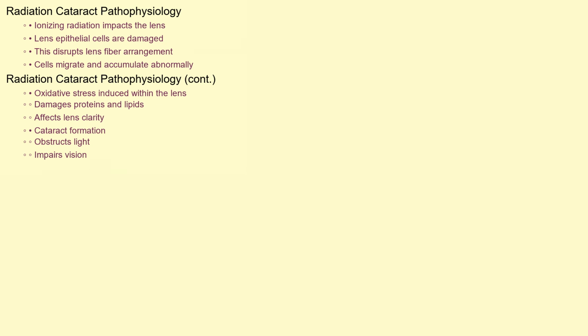The pathophysiology of radiation cataracts involves a complex interaction between radiation and the lens of the eye. Ionizing radiation directly damages the lens epithelial cells, which are responsible for producing new lens fibers throughout life. This damage disrupts the normal arrangement and structure of the lens fibers. The damaged cells migrate abnormally and accumulate in specific regions of the lens, leading to opacification. Radiation also induces oxidative stress within the lens, further damaging the proteins and lipids that maintain lens clarity. Over time, these changes lead to the formation of a cataract, obstructing light and impairing vision.